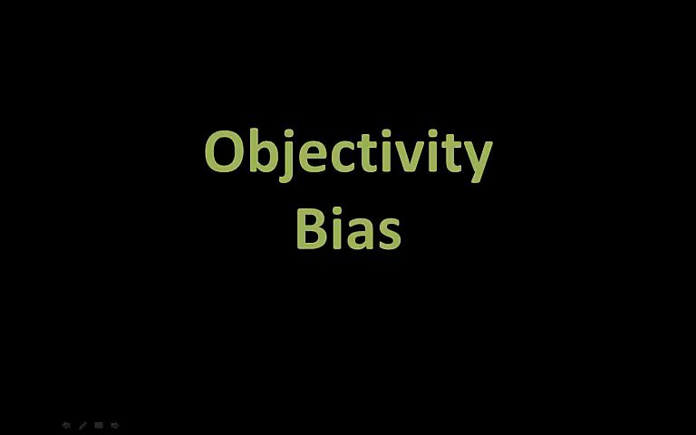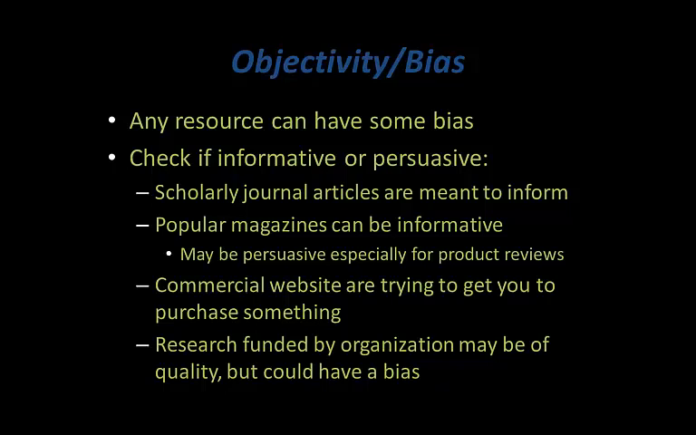Evaluating for objectivity or bias. Before getting into this criteria, it is reasonable to say that just about anything can have a bias. However, when looking into whether something is objective or biased, it is important to look at the resource and determine if the resource is informative or it is attempting to persuade you to a point of view.